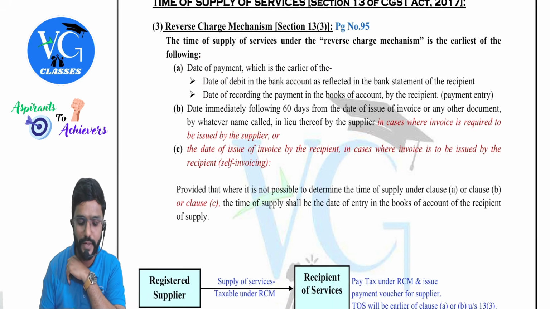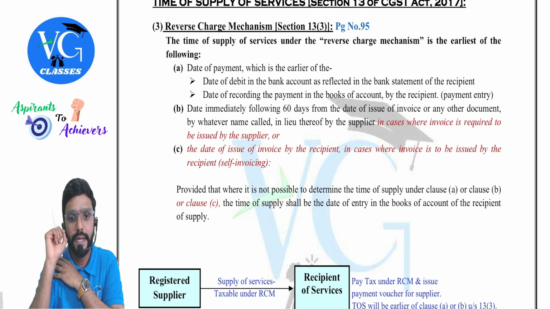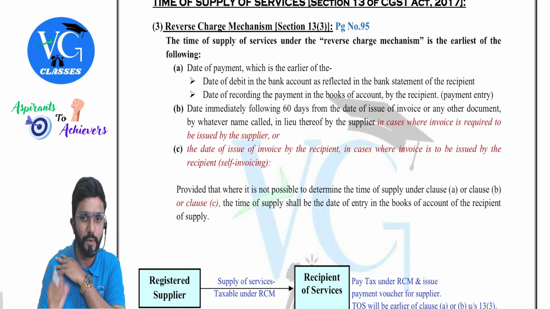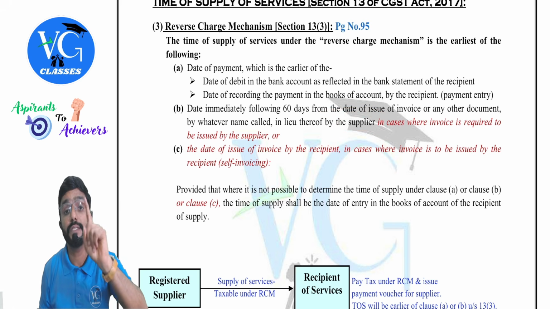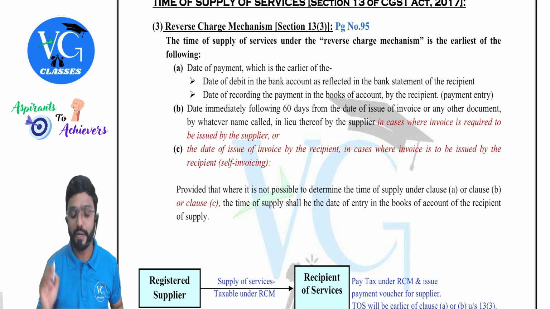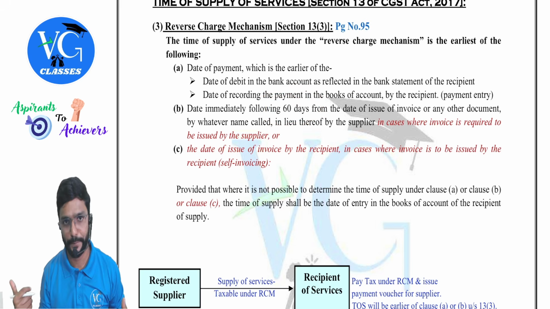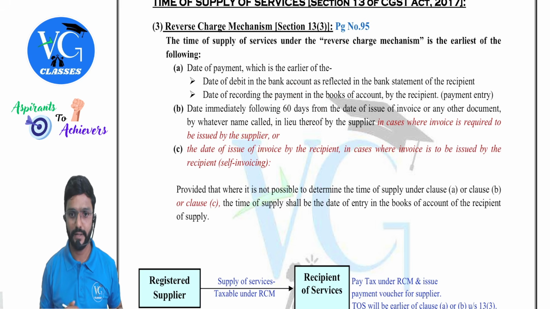Next, clause B: the date immediately following 60 days from the date of issue of invoice or any other document by whatever name called in lieu thereof. Issued by whom? Supplier. And we need to take what, guys? The date immediately following 60 days. That means the 61st day.